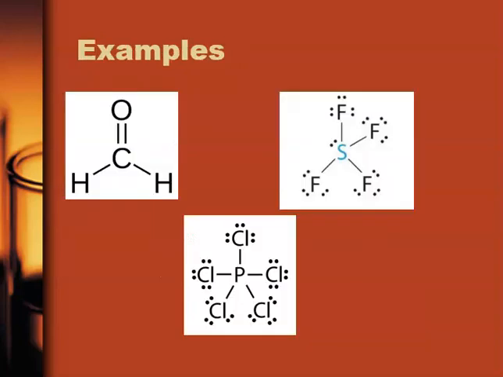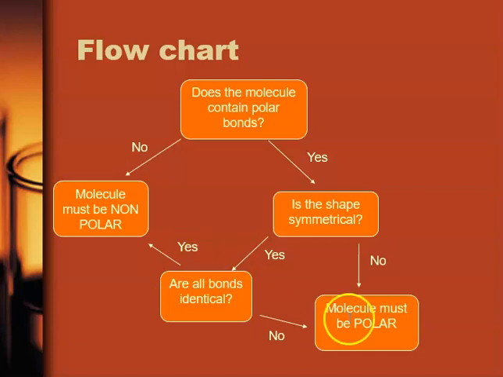Final example, PCl5, phosphorus pentachloride. 5 bonds around that central phosphorus atom. That must make it a trigonal bipyramid. So again, let's follow these questions.